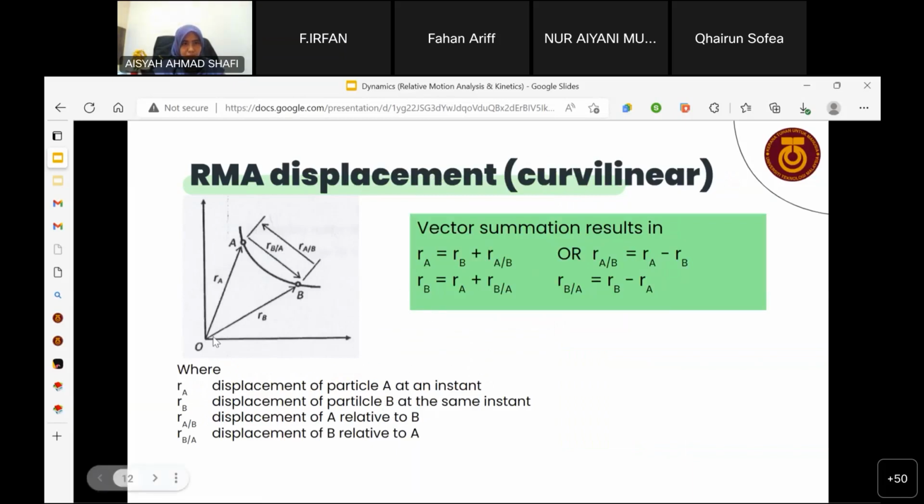We have the RA and RB, position of A and B. So for relative motion, the displacement of A relative to B is RA minus RB, and it starts at B, going to A. And the displacement of B relative to A starts at A and goes to B. So this is for displacement.